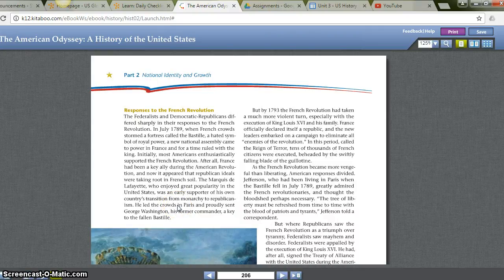Responses to the French Revolution. The Federalists and Democratic Republicans differed sharply in their responses to the French Revolution.